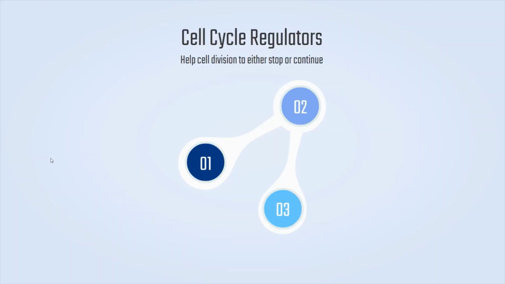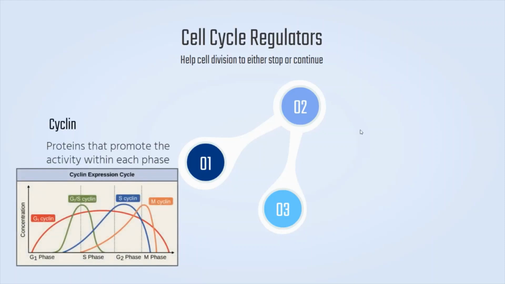Cell checkpoints happen through the use of cell cycle regulators, and these help cell division to either stop or continue. An example of these are called cyclin. Cyclins are proteins that promote the activity within each phase. So within each phase of the cell cycle, such as the G1 phase and the S phase and the G2 phase, there will be the growth of certain cyclins.